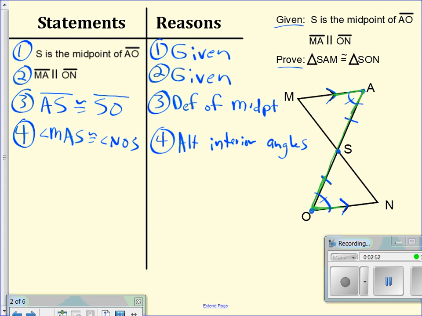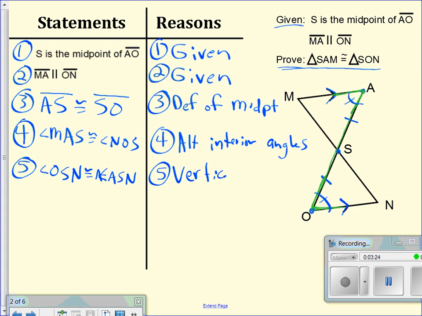All right, let's look for something else. Now, I want to note that I could go two ways from here. I've got one side and one angle that's congruent. I need something else to prove, again, that my triangles are congruent. So I could either go with the vertical angle in the middle, or I could go with another pair of alternate interior. Let's go vertical, because why not? Angle OSN is congruent to angle ASN. And that reason there is because they're vertical angles. Okay, this angle congruent to that one.